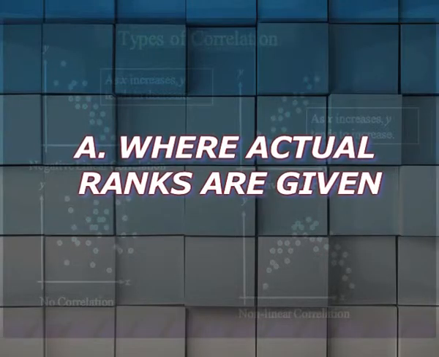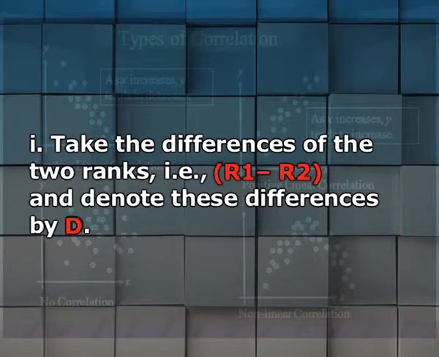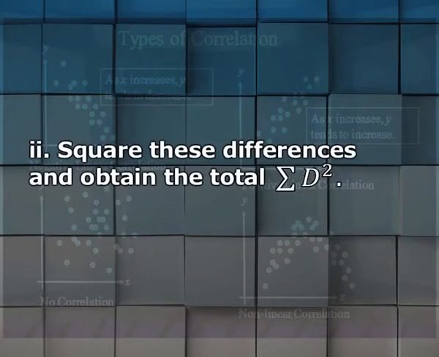In rank correlation, we may have two types of problems. First one, where actual ranks are given. Where actual ranks are given to us, the steps required for computing rank correlation are: the first step, take the difference of the two ranks, that is r1 minus r2, and denote these differences by capital D. Second, square these differences and obtain the total sigma d square.